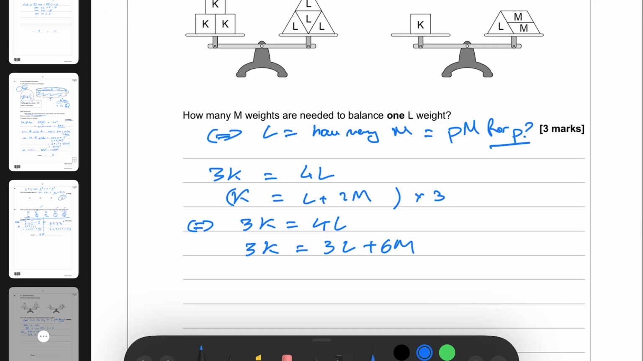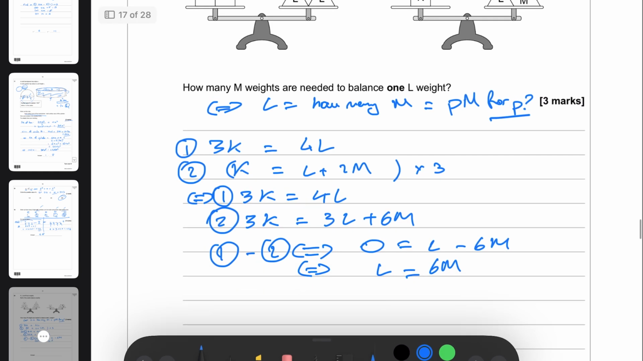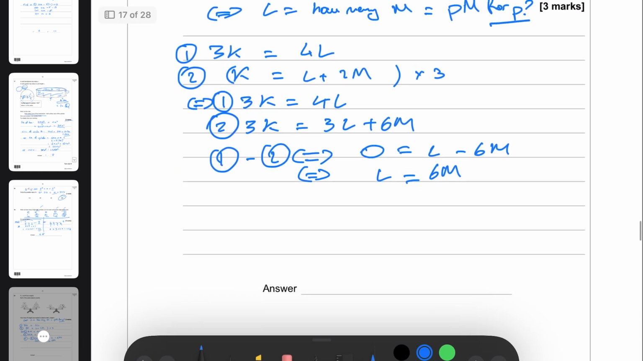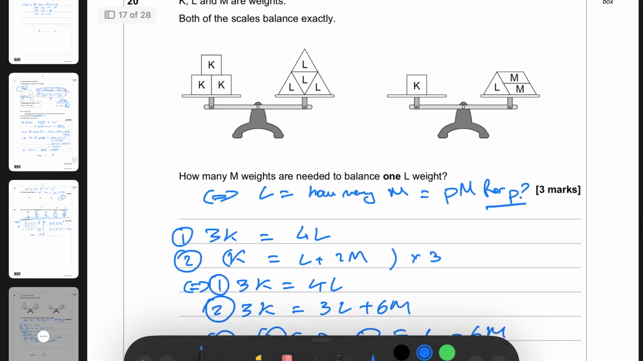So we have, let's actually do as we did before. So 1, 2, we've got 1, we got 2. So 1 minus 2 is going to give us 0 is equal to L minus 6M, and in this case L is equal to 6M, right? So in this case we have 6, right? So we need 6 M weights to balance 1 L weight, and let's actually verify it ourselves.